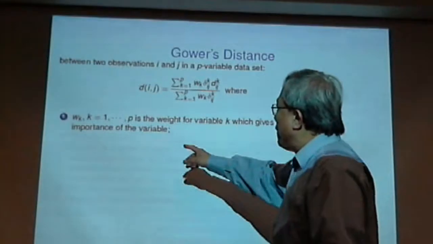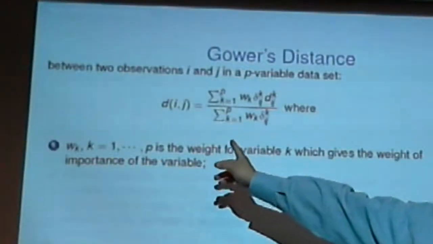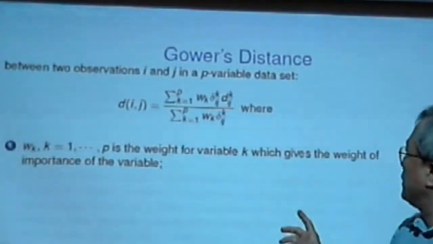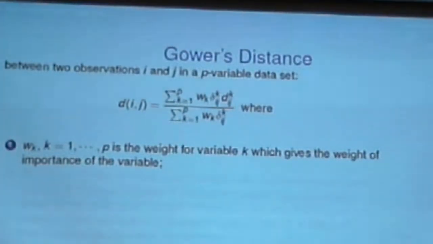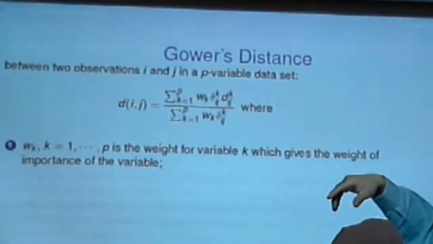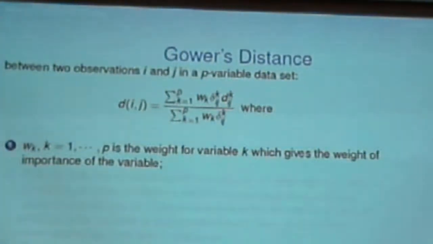This is the overall weight for a particular variable. Here, w_k is the weight for variable k, which gives the weight of importance of the variable. By default, it will set average weights for all the variables. Suppose the variables play equally important roles, we can use a weight of 1. Basically, if this is 1, it is like a regular average distance, in a sense.